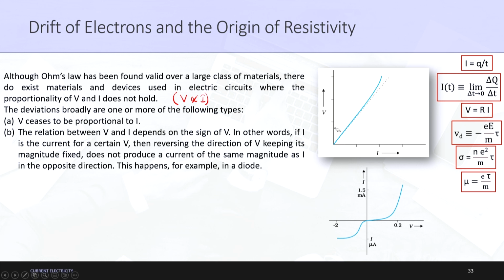Okay. Second, the relation between V and I depends on the sign of V. In other words, if I is the current for a certain V, then reversing the direction of V keeping its magnitude fixed does not produce a current of the same magnitude as I in the opposite direction. This happens, for example, in a diode. So, let me try to explain what point B tells you here. There should be an explanation. Let us suppose I make a closed circuit, let us suppose this is the resistor.